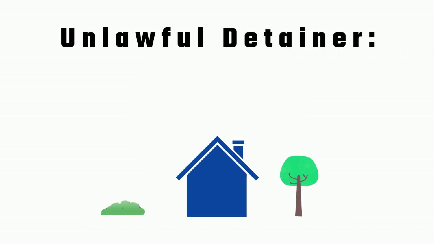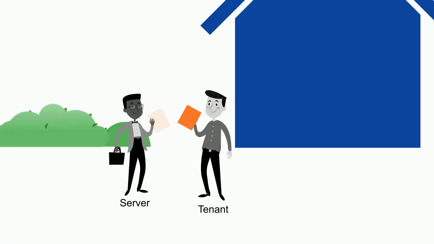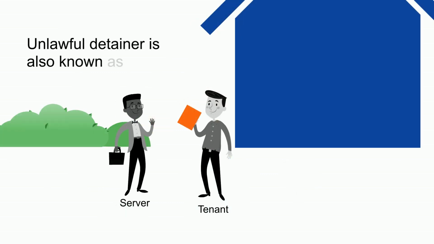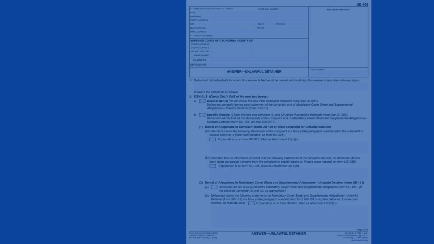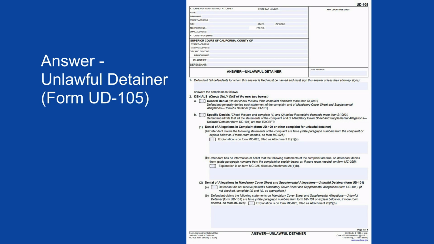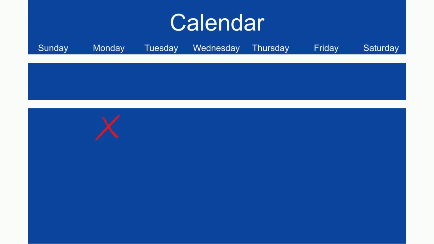Unlawful detainer. How to complete an answer. If you are served with a summons and complaint in an unlawful detainer case, also known as an eviction case, you must file responsive papers with the court if you want to protect your rights. The most common responsive filing is the answer, Unlawful Detainer, Form UD 105. There is a deadline to file your answer.